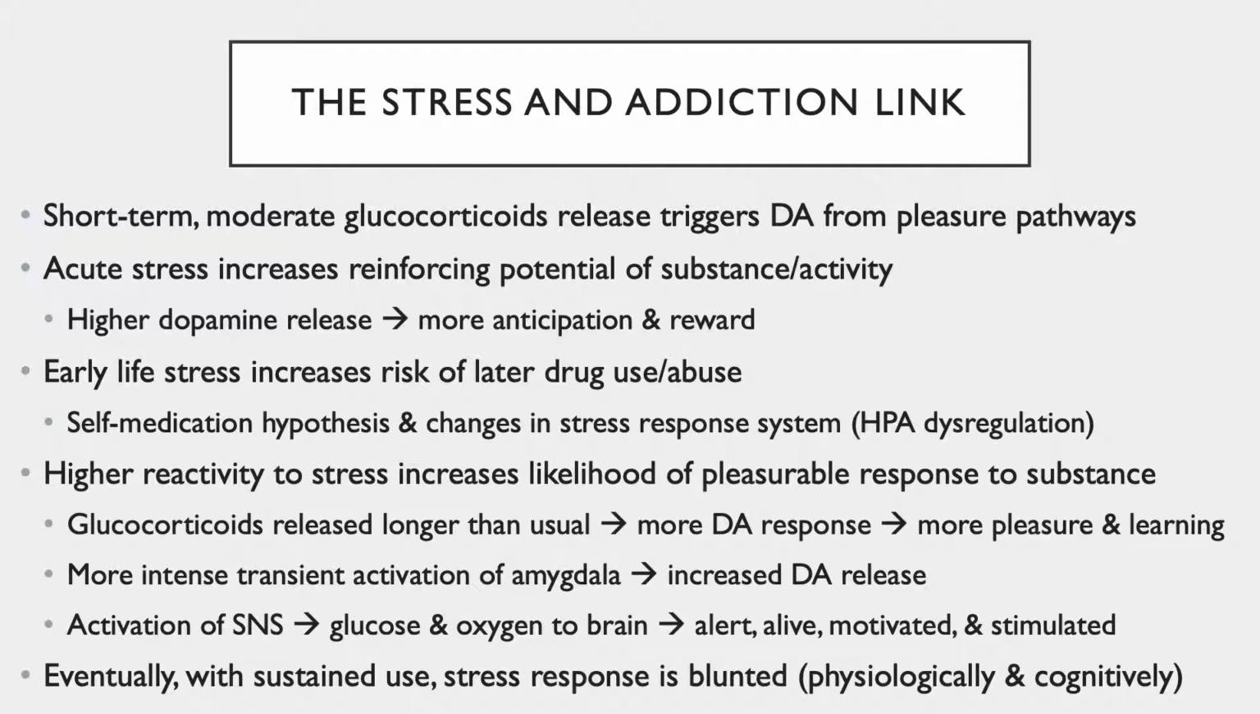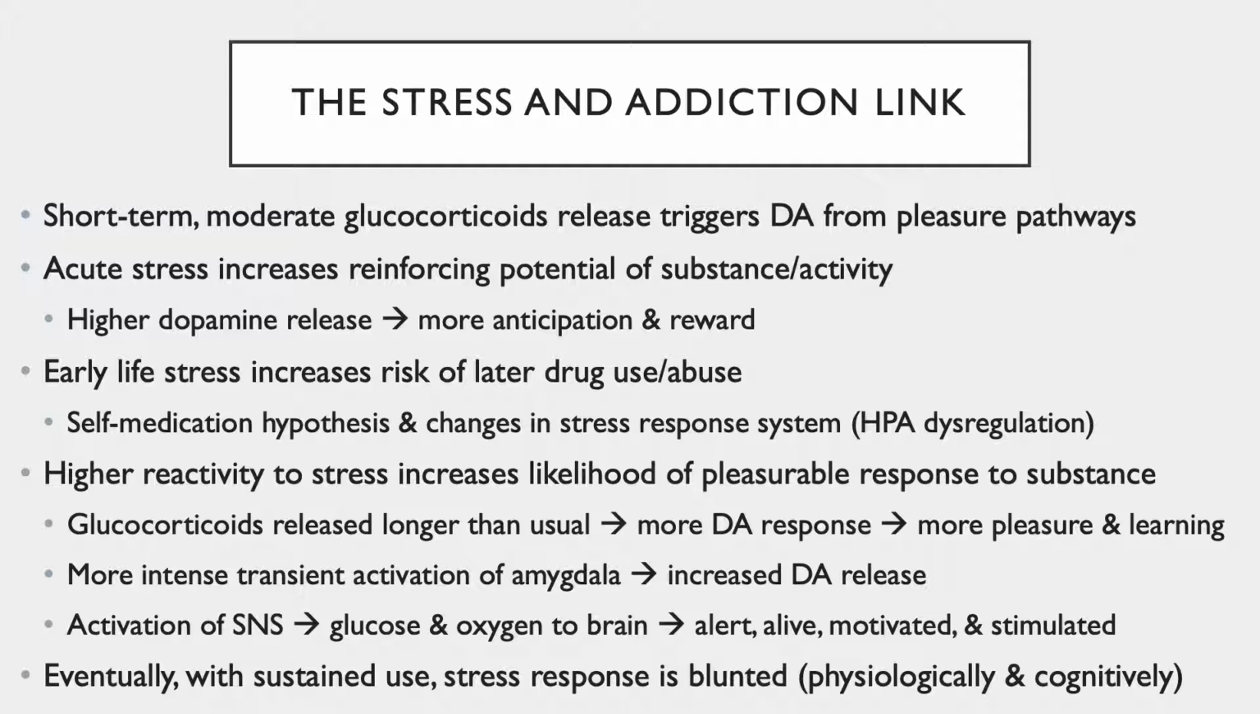Moving on to the stress and addiction link. Stress increases the likelihood of initial substance use, addiction, and risk of relapse once abstinent. Short-term moderate glucocorticoid release triggers dopamine from the pleasure pathways. That means that acute stress actually increases the reinforcing potential of a substance or activity. Higher dopamine release leads to higher degrees of anticipation and reward.